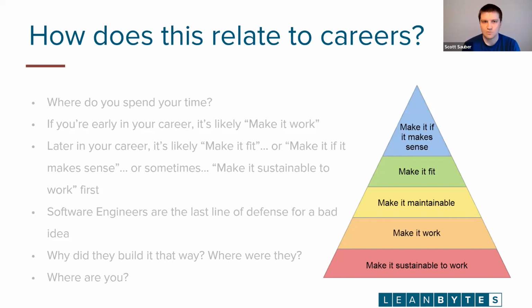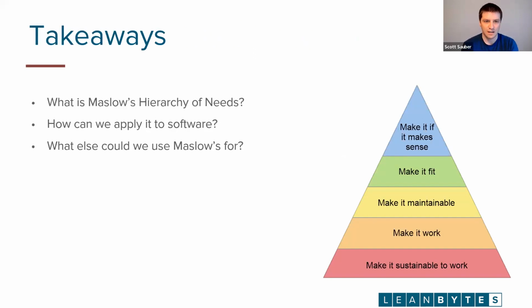So some takeaways from this: hopefully you got an understanding of Maslow's hierarchy of needs, and how we can apply it to software and careers as well. And also, in the back of your mind, think about whether there are other applications for Maslow's hierarchy of needs. Because this mental model of you need this before you need that, before you need that, is a powerful mental model to think about and reason about certain situations that you get into.